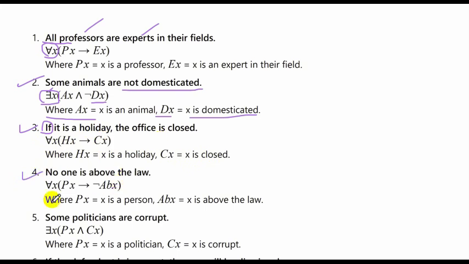Next, no one is above the law. Again, this is a universal symbol, so we use for all x, Px. Now, "no one" is a negative sentence. So when we state it, we can just say Ax, where Ax means x is above the law. We have to state it in a positive sense, and when we write it, we use the negation symbol. I hope you have understood.